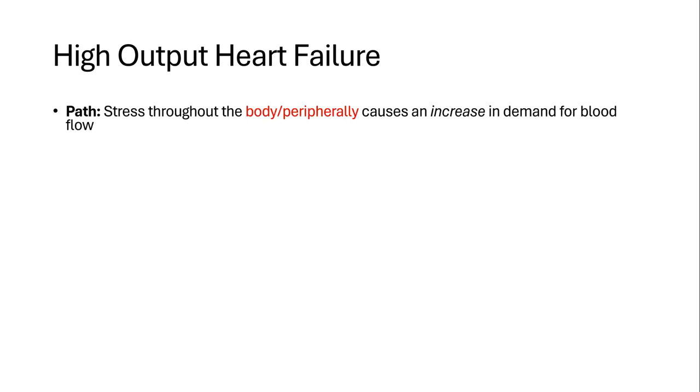yield testing point, something known as high output heart failure. This is exactly what it sounds like. This is heart failure with high output, aka heart failure with more than usual ejection fraction. That's a good way to put it. So what happens is that we have stress throughout the body, peripherally, and this causes an increase in demand for blood flow. This leads to high cardiac output and a decrease in the total peripheral resistance, aka the systemic vascular resistance. Those are the exact same thing.